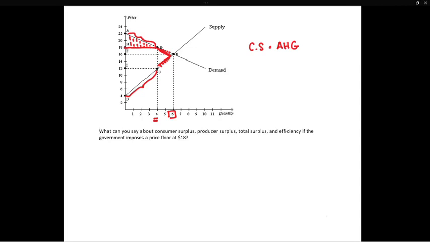As we see here, the producer surplus will increase. The producer surplus area is the distance between the supply curve and the price line. Let's use another color to show the producer surplus. Here's the supply curve. Here's the price line. And only 4 units are bought and sold. Here we have the producer surplus. As we see here, the producers will gain.